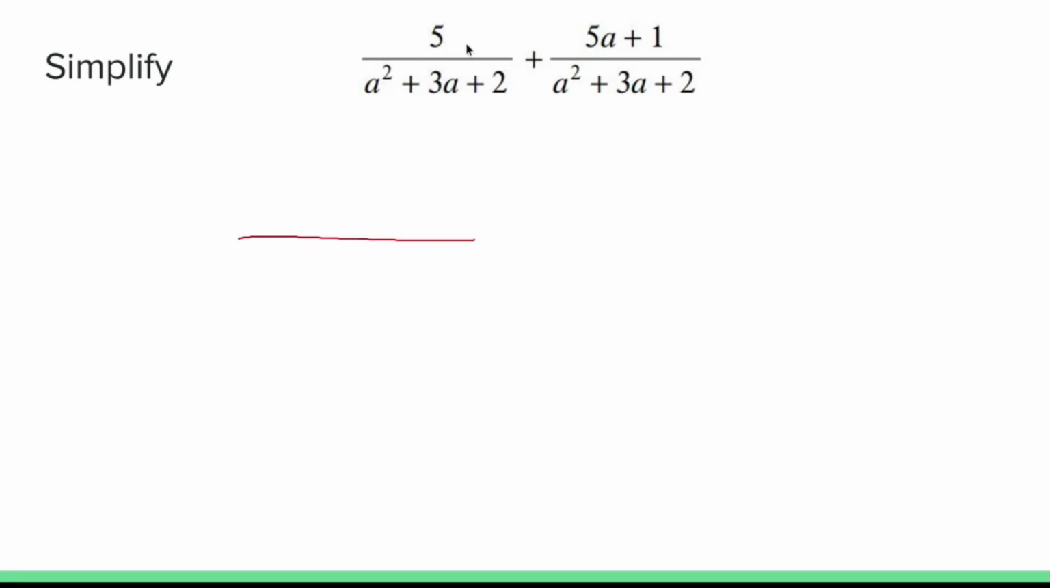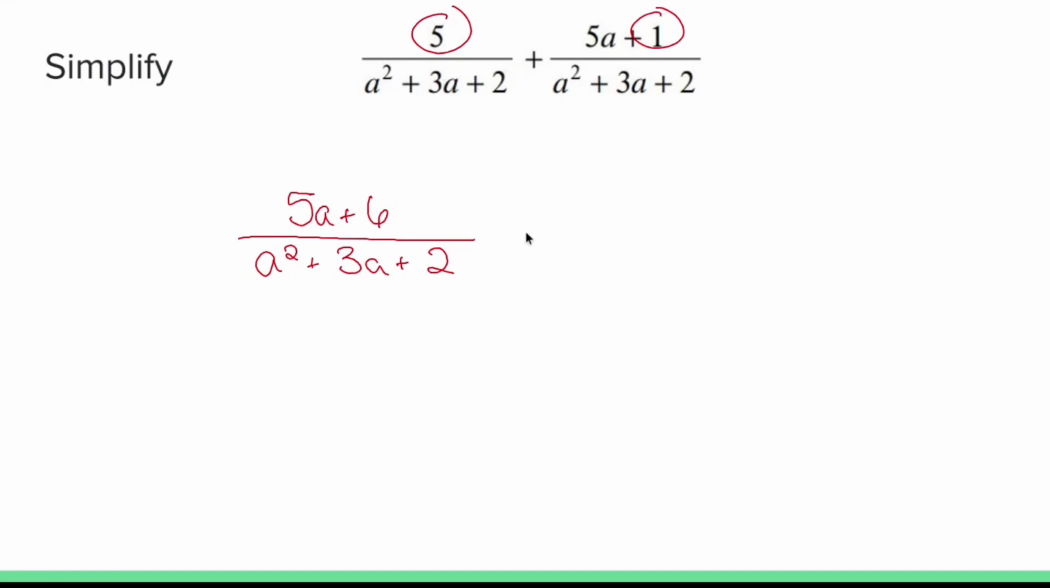So, 5 plus 5a plus 1 is going to be 5 plus 1, which is 6. So you got 5a plus 6. In the denominator, you have a squared plus 3a plus 2. Now, normally, what you'd probably want to do is try to factor that and see if there's anything to simplify.